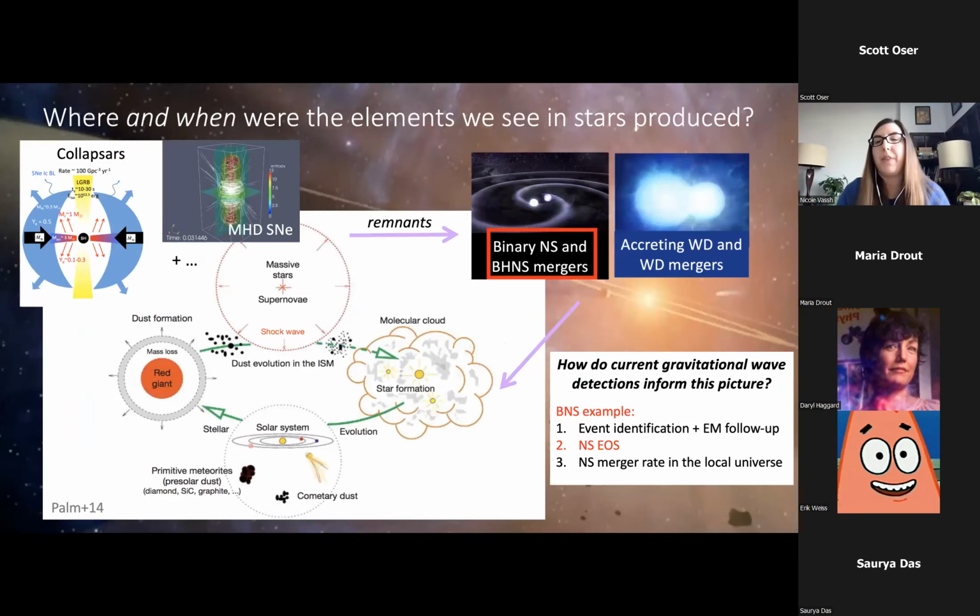Okay, so that's how we were able to learn about nucleosynthesis from EM follow-up, which was only possible because the gravitational waves pointed us in that direction and told us what that event was.